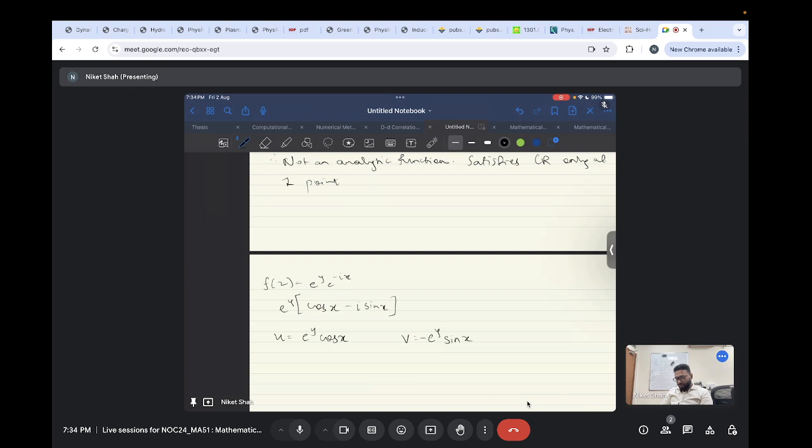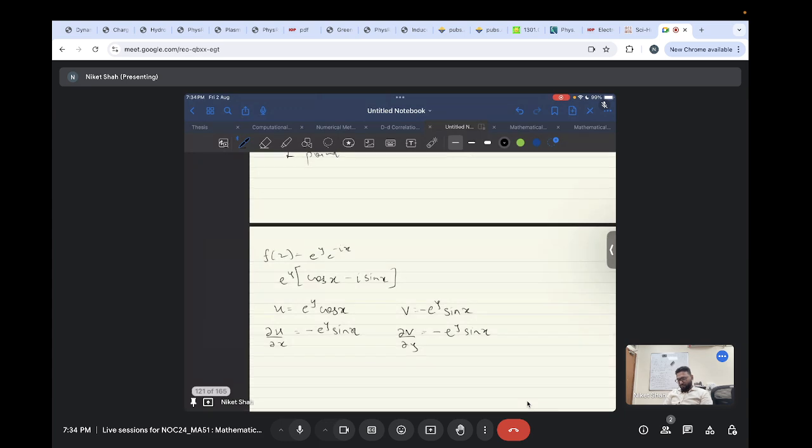So to satisfy Cauchy-Riemann, we'll have to check the partial derivatives. Del u by del x is equal to minus e raised to power y sine x. Del v by del y is equal to minus e raised to power y sine x. We can see that both of these are equal. Minus e raised to power y sine x. Let's check the next one.